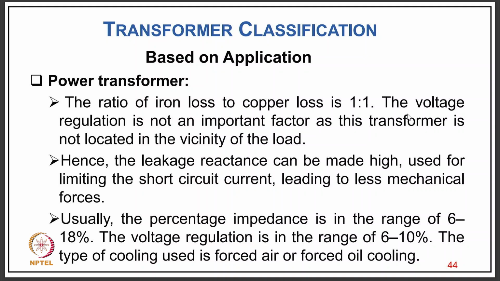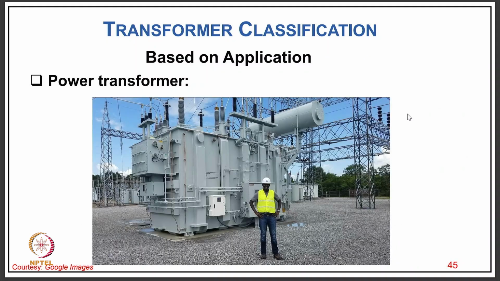The voltage regulation is not an important factor, as this transformer is not located in the vicinity of the load, and the leakage reactance can be made high, used for limiting the short circuit current as well as the electromagnetic forces under short circuit fault, leading to less mechanical forces. Usually the percentage impedance is in the range of 6 to 18%, the voltage regulation is in the range of 6 to 10%, and the type of cooling used is forced air or forced oil cooling.